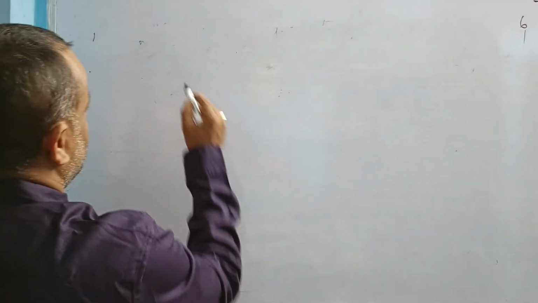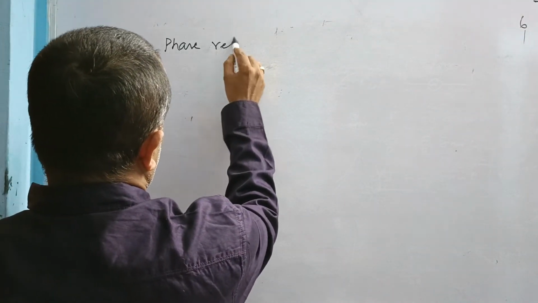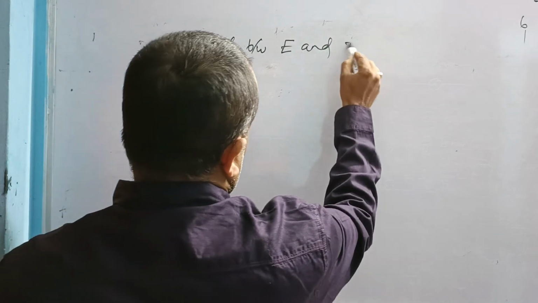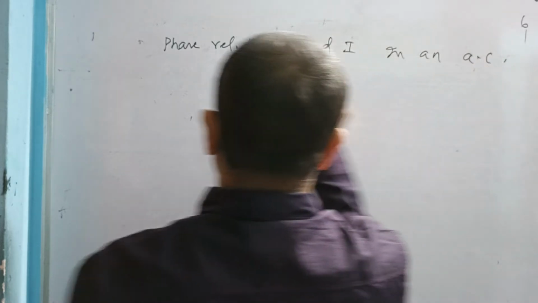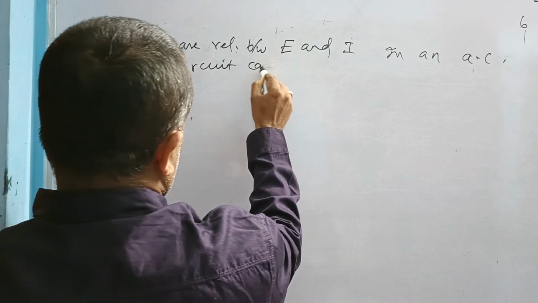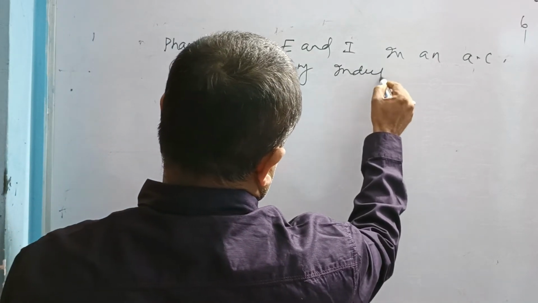Next, we'll move on to the phase relation between current and EMF in an AC circuit containing an inductor only. Means we have the phase relation between E and I in an AC circuit containing an inductor only.